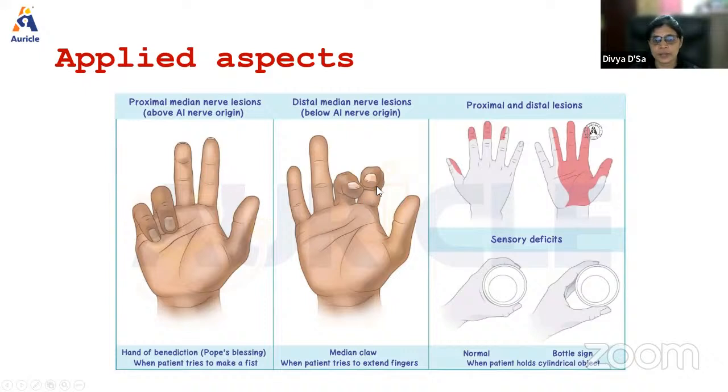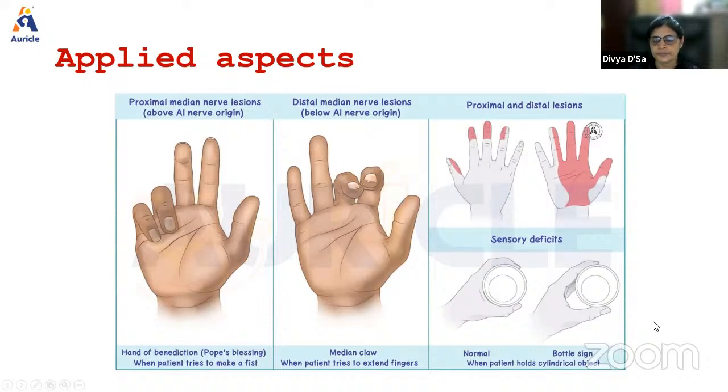Okay, then median claw hand. Median claw hand is only affecting the lateral 3 fingers. Okay, so when they try to extend the fingers, they cannot. The distal interphalangeal joints, they are flexed. And there is sensory deficit. Sensory deficit is on the lateral 2/3 of the palm, the lateral 3.5 digits, as well as on the dorsal side, up to the nail beds. Okay, so the skin over the nail bed, that region is affected.